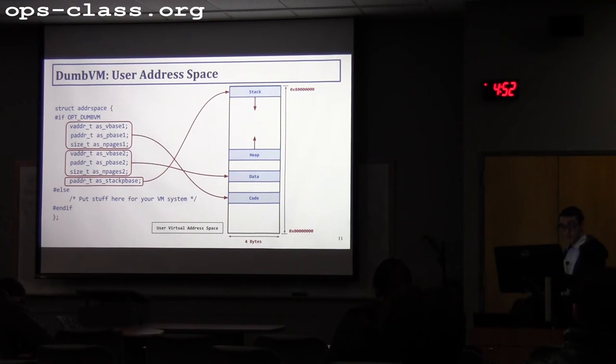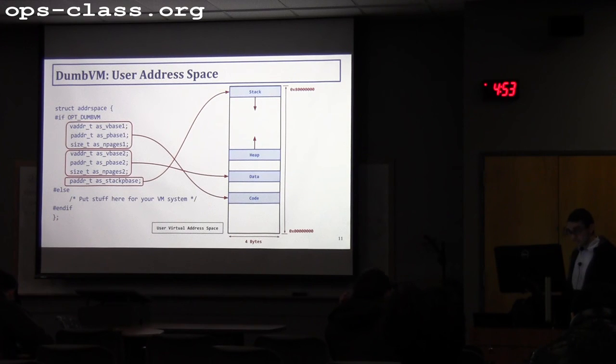And also we have the stack, with the pointer to the stack base. As you can see here, dumb VM has no heap. It only defines two regions, a code region and a data region, and you can't define more than these two. For example, if the executable has more regions, that cannot be handled by dumb VM. Dumb VM only supports two regions, and I mean that by numbers: two regions. So it has the physical base and virtual base for that region, and the size of that region.